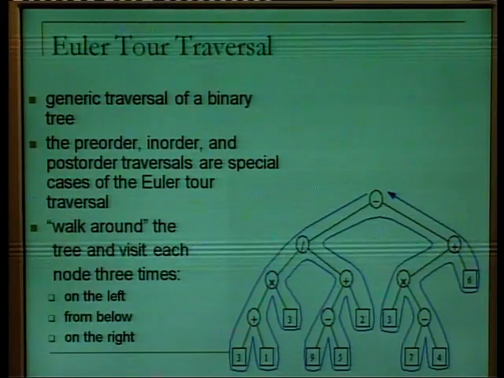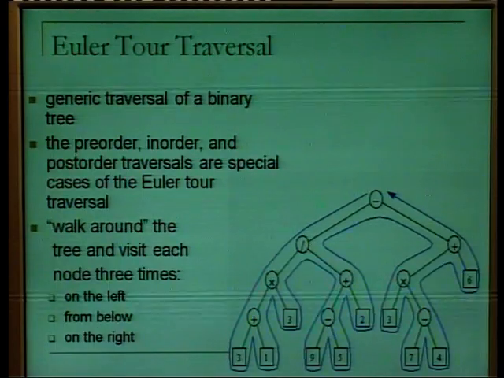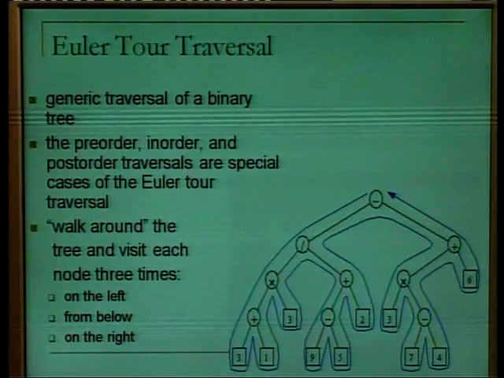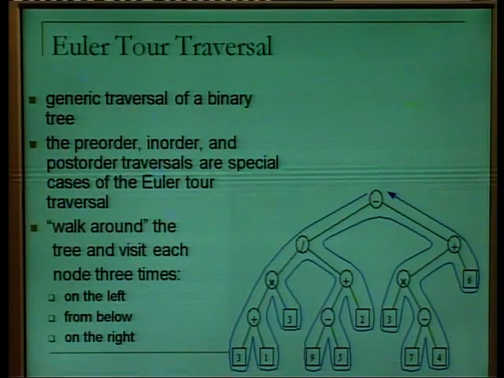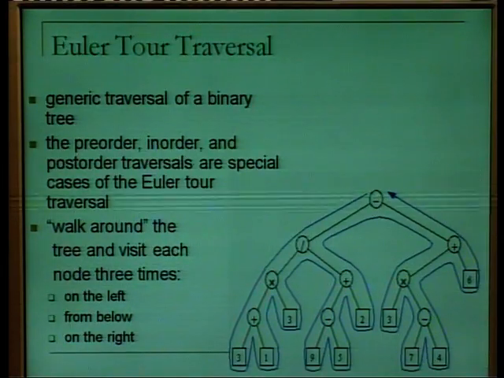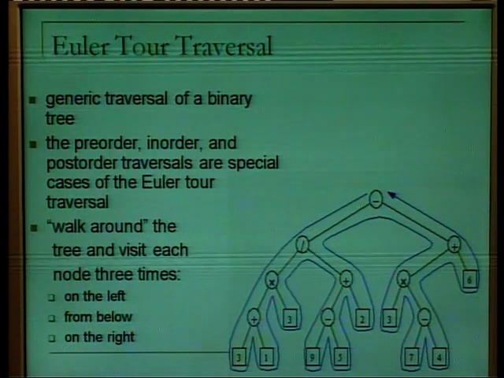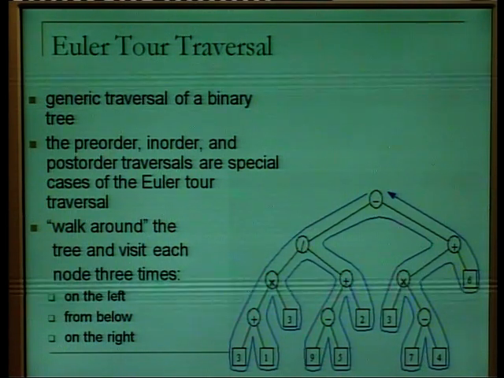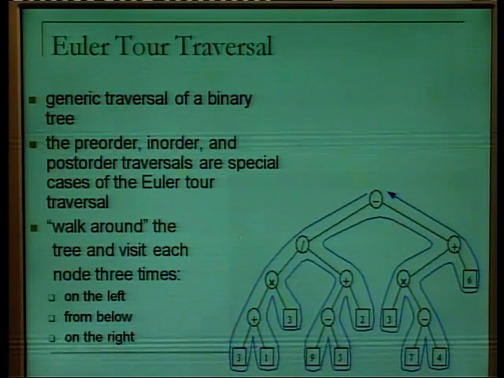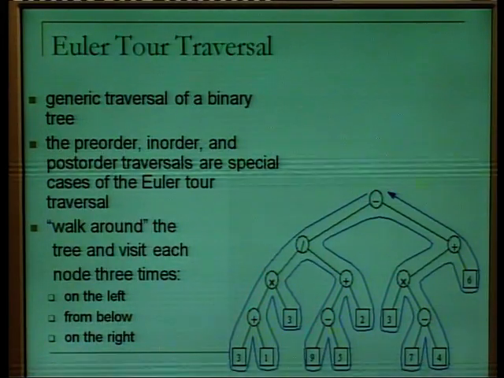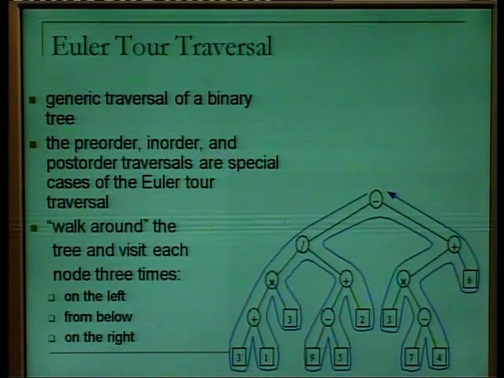Now we will study what an Euler tour traversal is. It is the generic traversal of a binary tree. The pre-order, in-order and post-order traversals are special cases of the Euler tour traversal. What is an Euler tour? It is a walk around the tree that visits each node 3 times: on the left, from below, and on the right. So leaf nodes are traversed one time, and root nodes, whether a subtree root or the main root, are traversed 3 times in a single traversal.